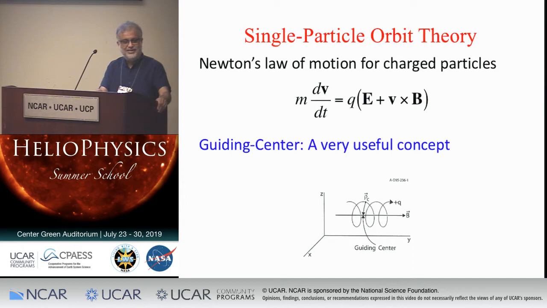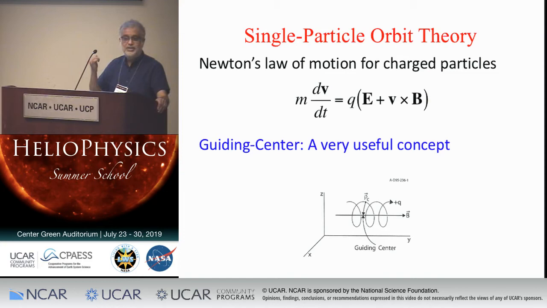If I ask you a question like that, the answer is either one or zero. Can't be one, so it must be zero. V cross B has no component parallel to B, so that just drops out, right? So if you have a component of E parallel to B, that'll just accelerate the particle very simply along B. Not a complication, something you understand very well.